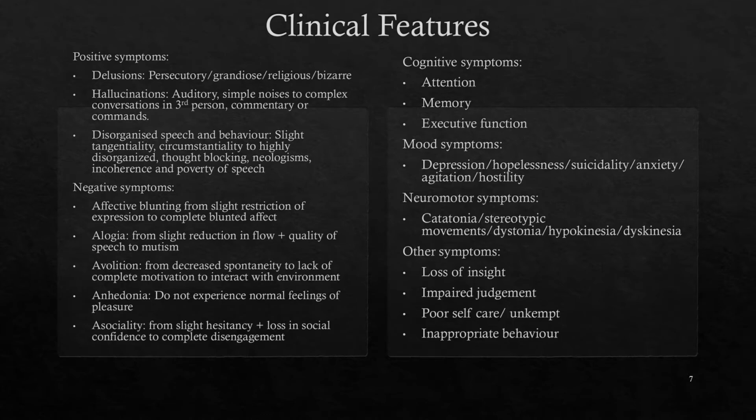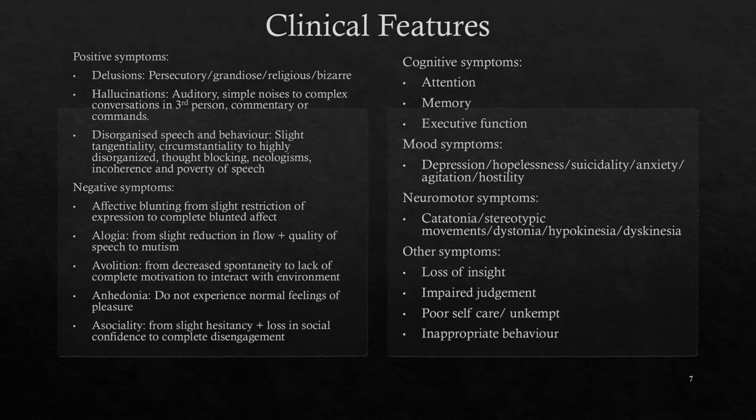In negative symptoms, those are the 5 A's: A standing for affective blunting, alogia, avolition, anhedonia, and asociality. Under cognitive symptoms, that refers to an impairment in attention, memory, as well as executive function.